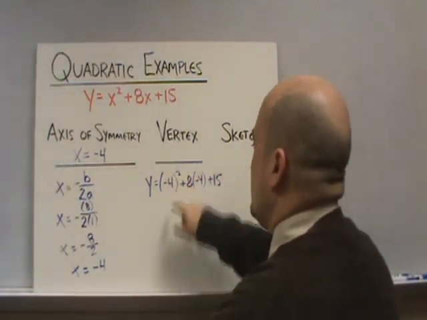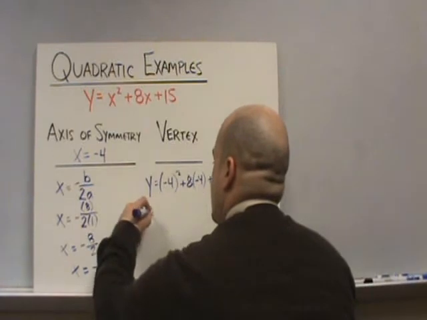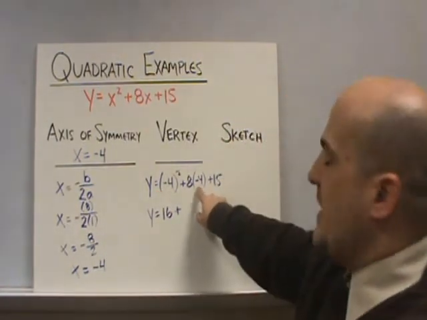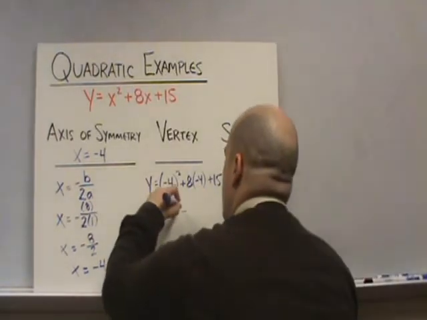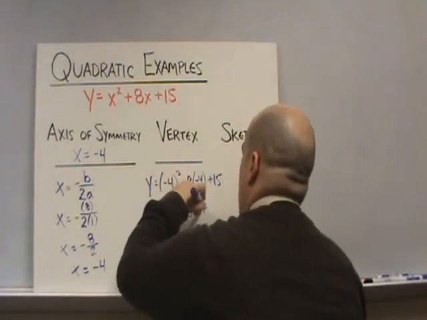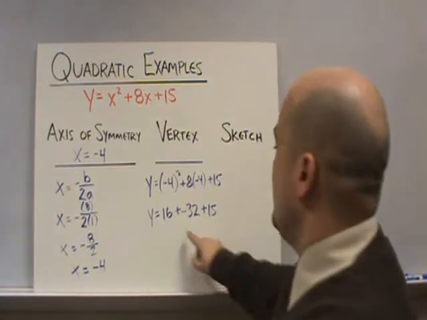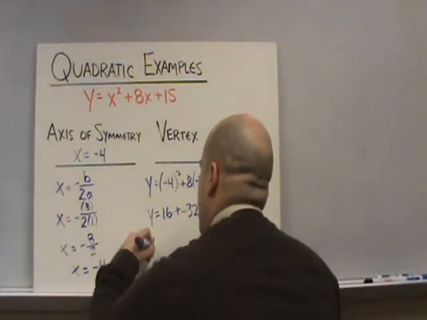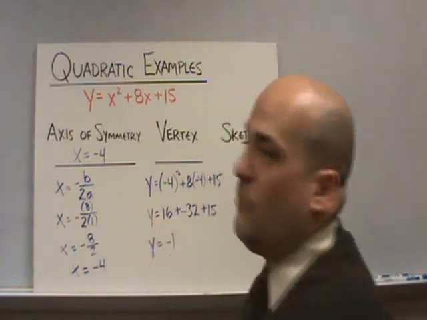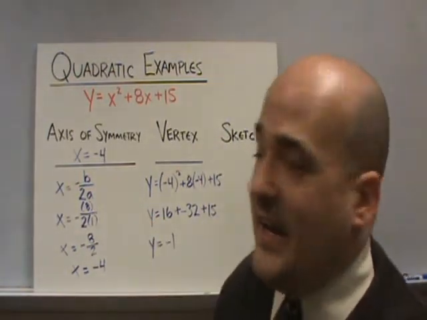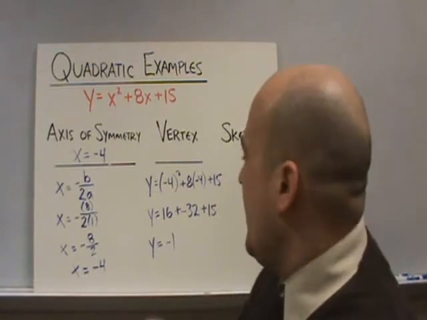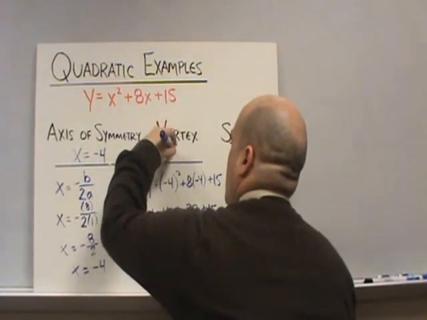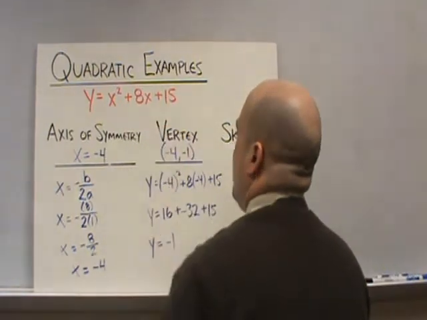Now I can simplify and solve for y. Negative 4 squared, negative 4 times negative 4, is 16, so I get y equals 16, plus 8 times negative 4 is negative 32, and then we just have plus 15. So 16 plus a negative 32 plus 15 gives us y equals negative 1. So I know the x is negative 4, and I know the y is negative 1. So the vertex must be negative 4, comma negative 1.